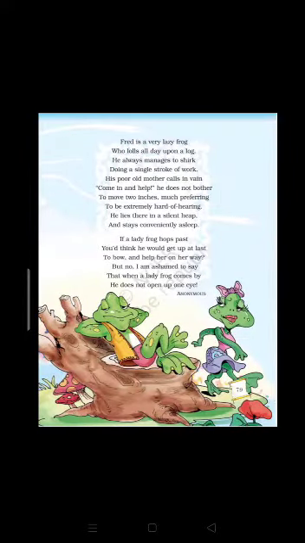Fred is a very lazy frog who lolls all day upon a log. He always manages to shirk doing a single stroke of work. His poor old mother calls in vain, come in and help, he does not bother. To move 2 inches, much preferring to be extremely hard of hearing. He lies there in a silent heap and stays conveniently asleep. If a lady frog hops past, you would think he would get up at last to bow and help her on her way. But no, I am ashamed to say that when a lady frog comes by, he does not open up an eye.